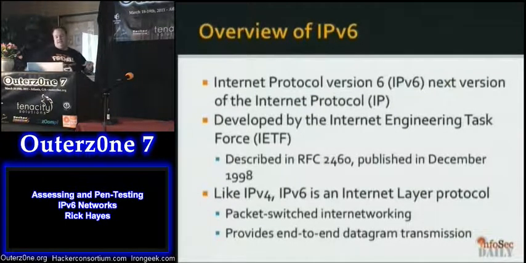IPv6 is obviously the next generation. It's the replacement for IPv4. It was developed by the IETF. And if you look and see when it actually came out, in '98. So that's why that map of '99 becomes important. And again, it deals with packet switching, internet working, end-to-end datagram transmission.